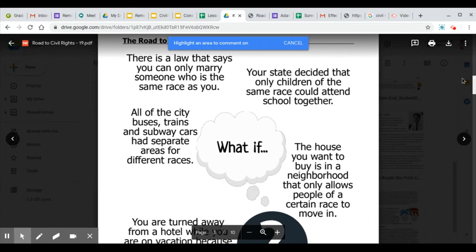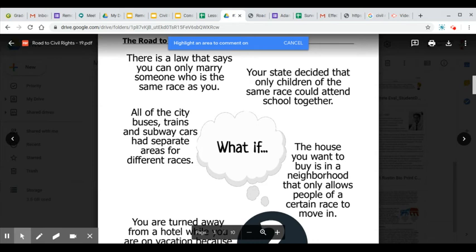So, in a way, I think in 2020, it might be a little hard for us to wrap our minds around some of the incredible discrepancies that did exist in our society only 60, 70 years ago. So let's just consider some of them. Like, what if your state decided that only children of the same race could attend school together? Well, then our school district of Pennsauken would be illegal. I would not be allowed to be your teacher.